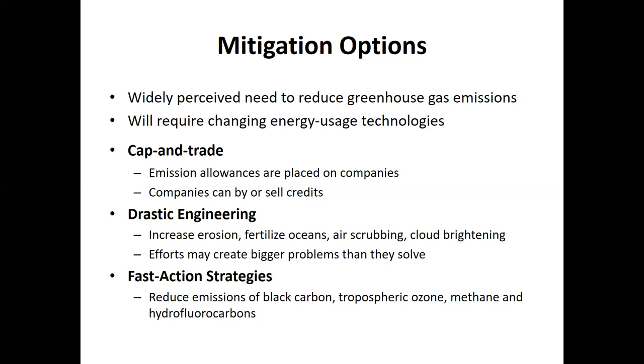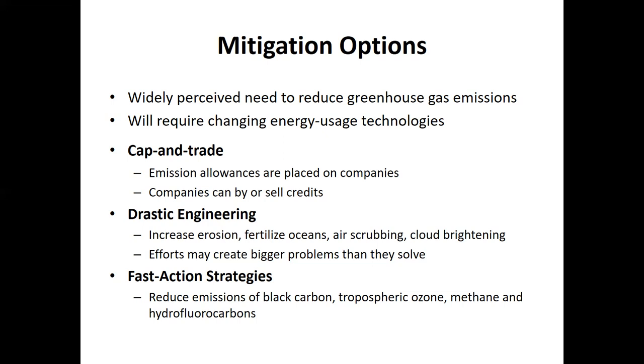The more we can transition to renewable energy sources and not rely on greenhouse gas producing fossil fuels, the better. There's the cap and trade, where emissions allowances are placed on companies and companies can then buy or sell those credits. So a company has an economic incentive to produce less carbon, because then it'll have credits left over and it can sell those credits for a profit. If a company emits more carbon dioxide than it has credits, then it has to purchase credits from a company that underproduced. So it creates a marketplace for these carbon credits and an economic incentive for companies to produce less carbon.